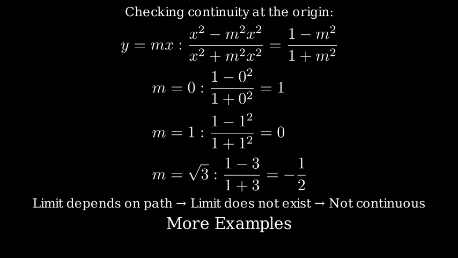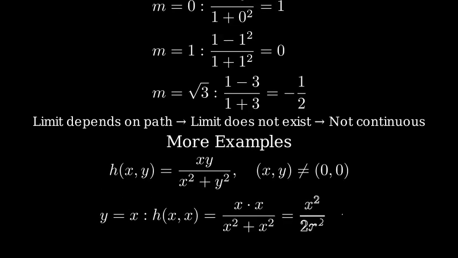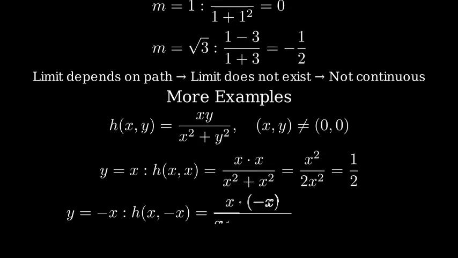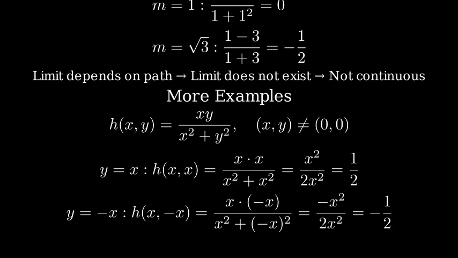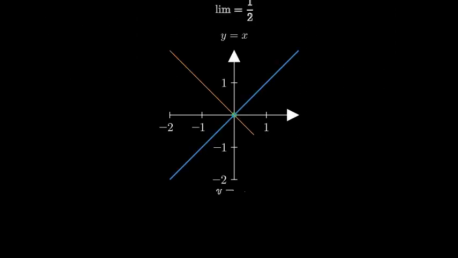Let's look at one more example of a limit that fails to exist. Consider the function h(x, y) equals xy divided by (x² plus y²), for (x, y) not equal to the origin. Along the line y equals x, we have h(x) equals x² divided by 2x², which equals 1/2. But along the line y equals negative x, we have h(x) equals negative x² divided by 2x², which equals negative 1/2. Since we get different values along different paths, the limit as (x, y) approaches the origin does not exist.